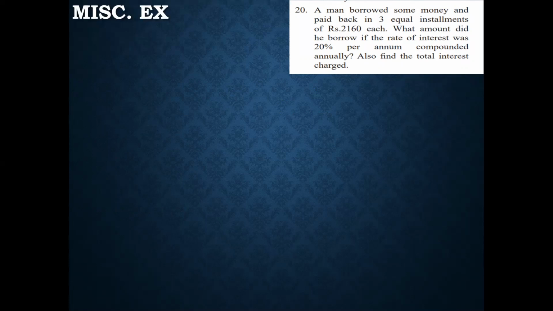So a man had borrowed some money and he paid back in 3 equal installments of rupees 2160 each. So each stands for C. What amount did he borrow? So you have to find what was that amount which he had borrowed. That means we have to find the present value of the amount which was borrowed by him. Okay. At the rate of 20%.